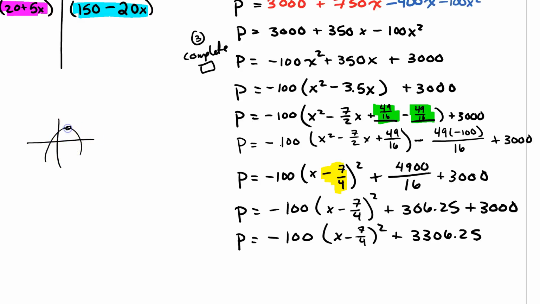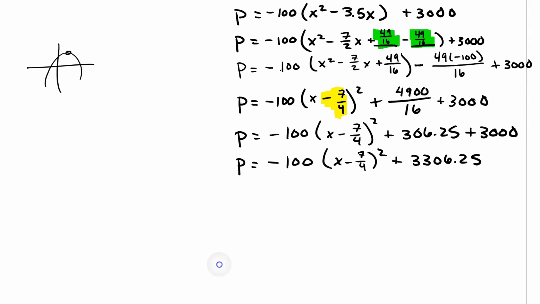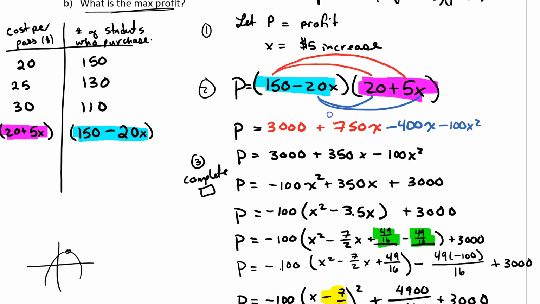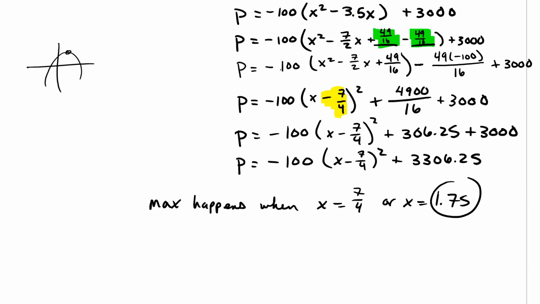opens down, so our maximum profit will happen. So the max happens when x equals 7/4, or when x equals 1.75. But you can't have, remember what x represented here. We said x represented a $5 increase. You can't have a partial increase. You can just have like one increase or two increases.